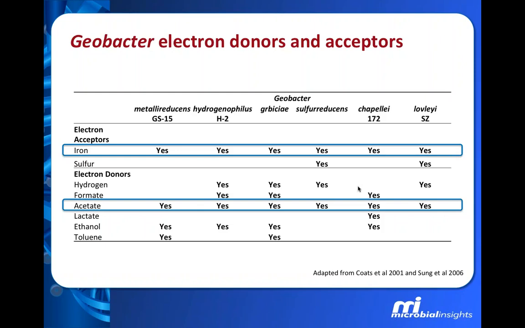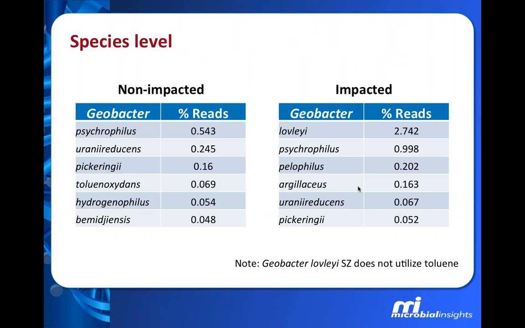So the next thing we might do is, remember I told you we can look at different levels of our sequencing data, so we might dive into the species level and see if that can give us some more clarity on our BTEX biodegradation. So here I've shown a breakdown of the Geobacter species that were identified in a non-impacted sample and a sample from one of the wells in the dissolved plume. As you can see, there isn't a huge difference. Some of them are only 0.5% between the two samples. The only big difference is Geobacter lovleyi and the SZ strain of lovleyi, which unfortunately cannot utilize toluene.